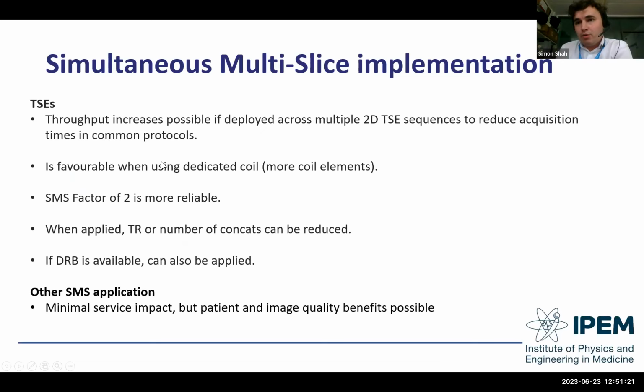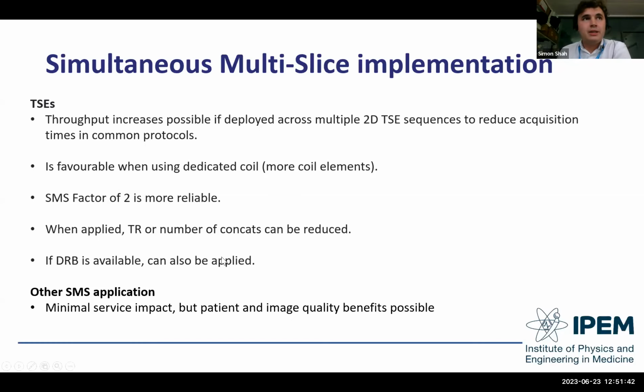As I mentioned before, it's favorable that you're using a dedicated coil. So some of the knee coils or the foot and ankle coils, where there's more coil elements, allow you to separate out those applied slices. Again, Siemens recommend, and from experience, an SMS slice factor of 2 is the most reliable.